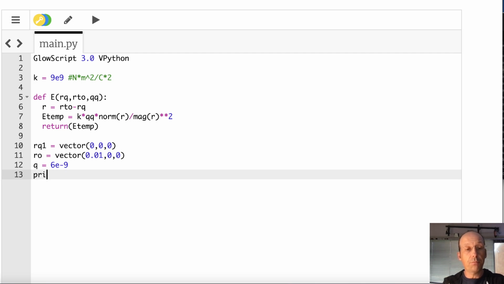So now I'm just going to print E, the function. I need to give it the location of the charge, RQ1, the observation location, RO, and the charge Q. And then we could even do something like this. E equals, and then we could give it units too.